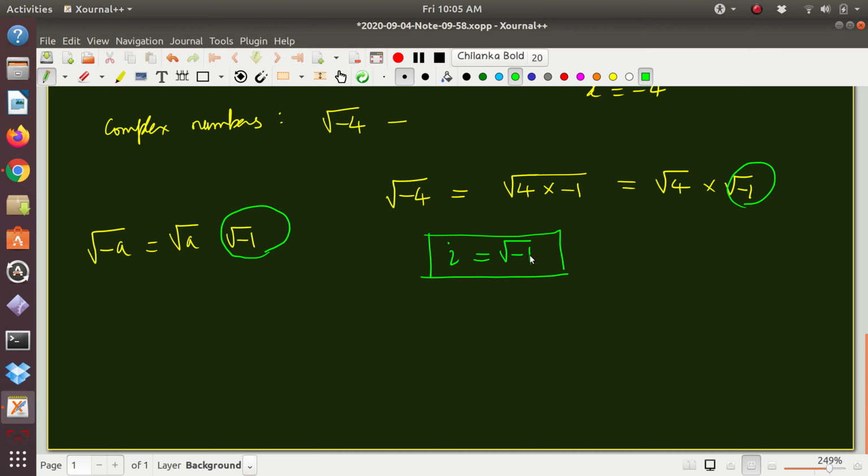And then of course we will develop rules for dealing with this new imaginary quantity called i. This is called the imaginary unity.